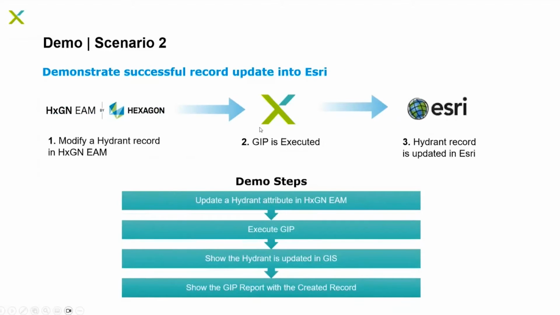The second scenario is going to go the other way, where the asset's been created, the one that we just created, and we're going to do an update to that asset in Hexagon. We're going to run the integration platform again, and we're going to go to Esri to see that update actually happened within Esri. So those are the goals of the two scenarios I plan to go through today.